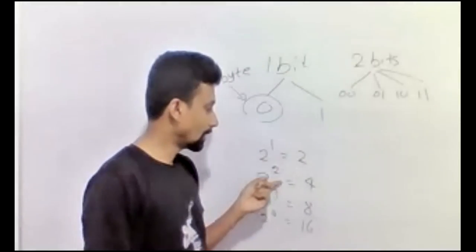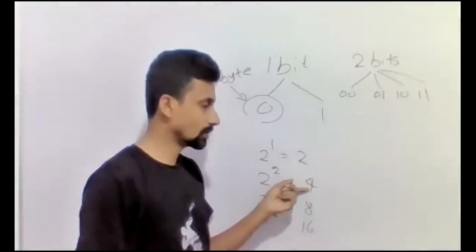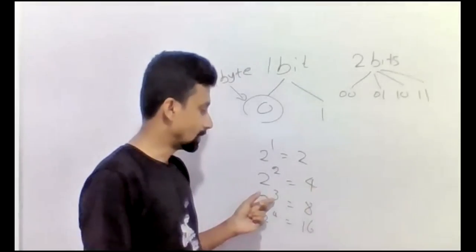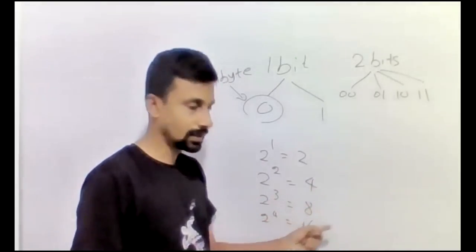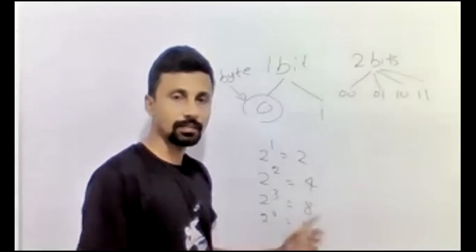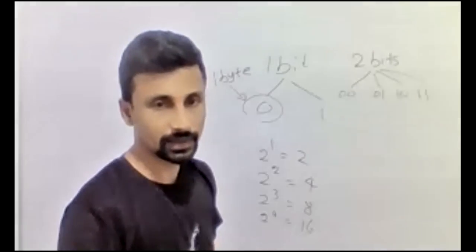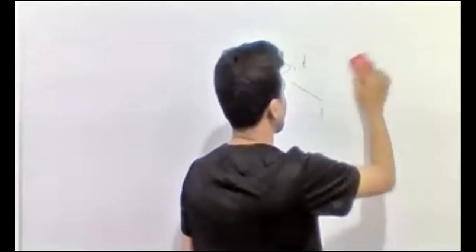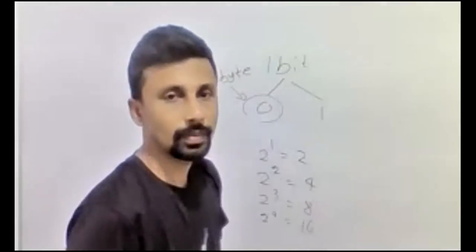If you have two bits, that means you can have 4 addresses, 4 addresses means 4 bytes. 3 bits gives 8 addresses, 8 bytes. 4 bits gives 16 addresses, 16 bytes. Now in this question, what they are telling is that they are using 32 bits.